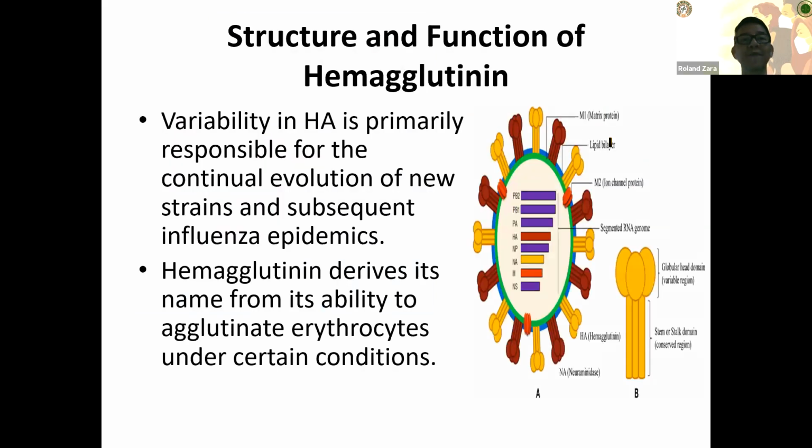So we have variability in hemagglutinin, primarily, as I said, through genetic assortment. There will be variation in size and shape, or the phenotypic appearance of the hemagglutinin may change. This is responsible for the continual evolution of new strains and subsequent influenza epidemics. Hemagglutinin derived its name from its ability to agglutinate erythrocytes under certain conditions.